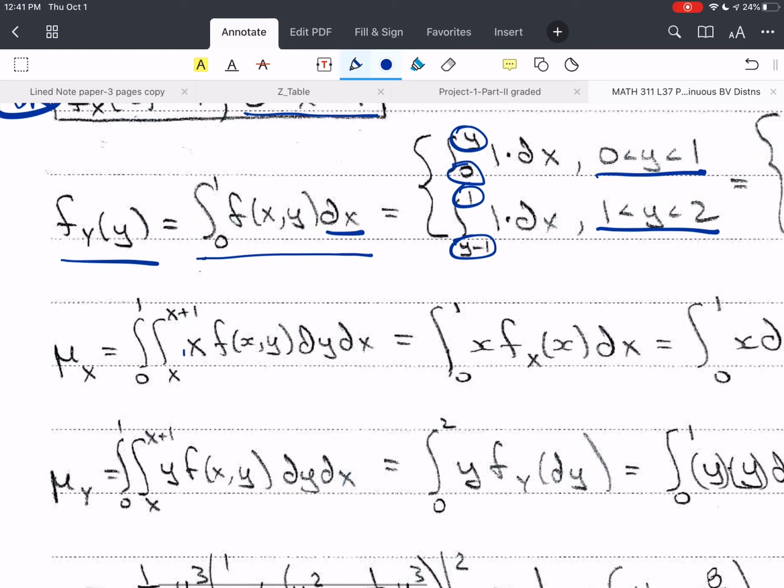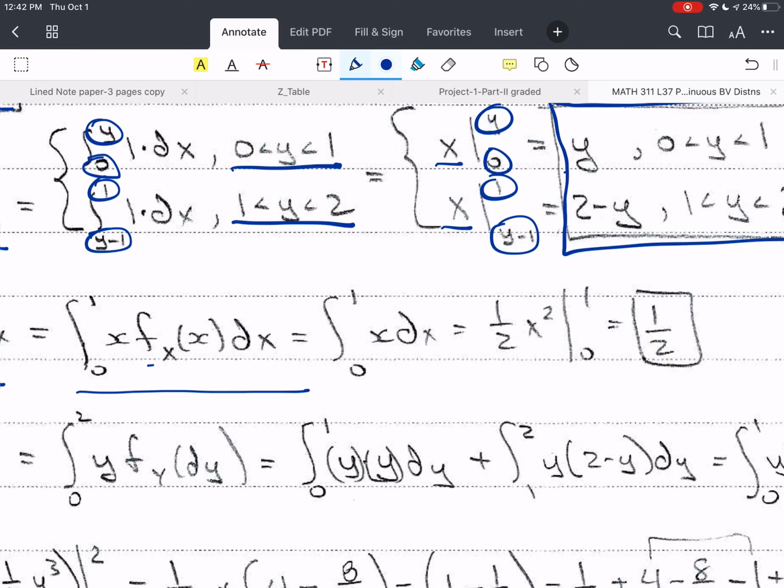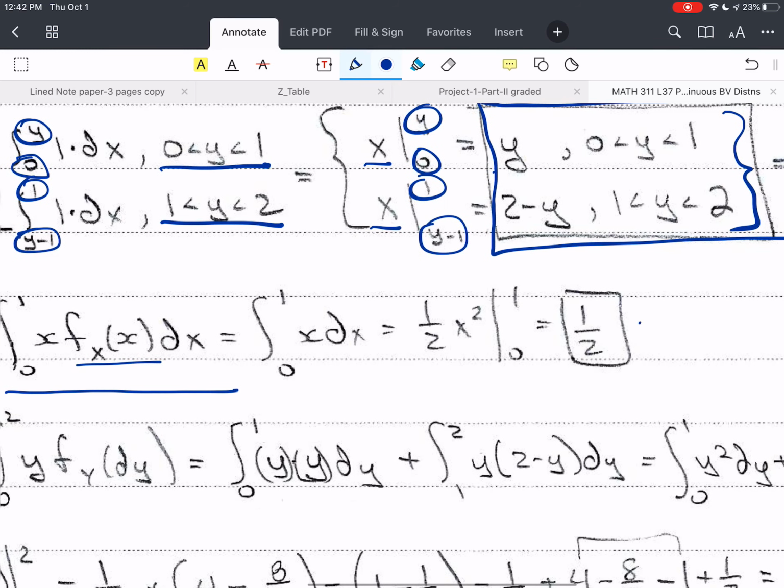Now, I need to find the mean of x, the marginal mean of x. Again, I could do this with the joint PDF, but that is not efficient, so I won't. I'm going to use the marginal. I've already done the work of integrating across y. Why not take advantage of that? So I need x times f of x to get the expected value of x, which is the mean. And remember that the marginal f of x is 1, so I'm integrating x between 0 and 1. I have 1/2 x squared, which simplifies to 1/2 when I plug in 1 and 0.